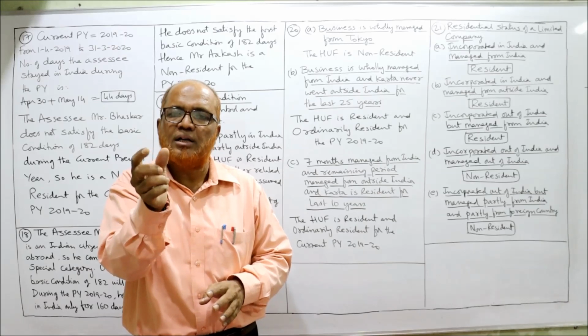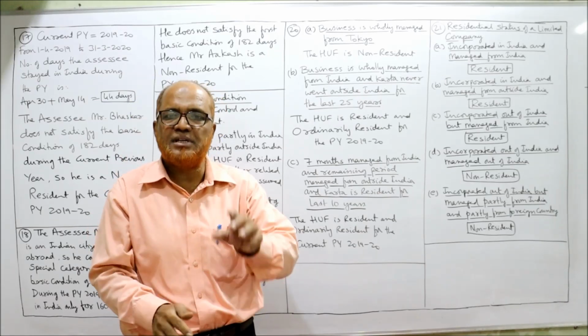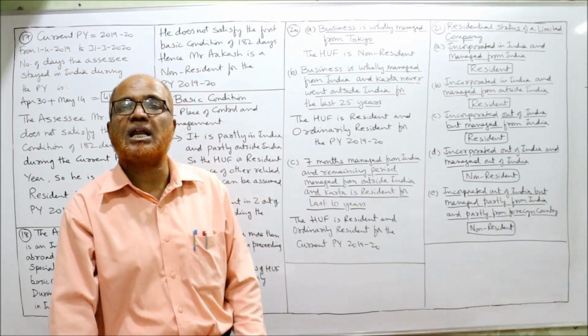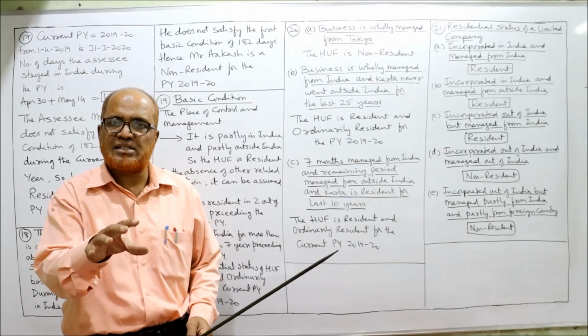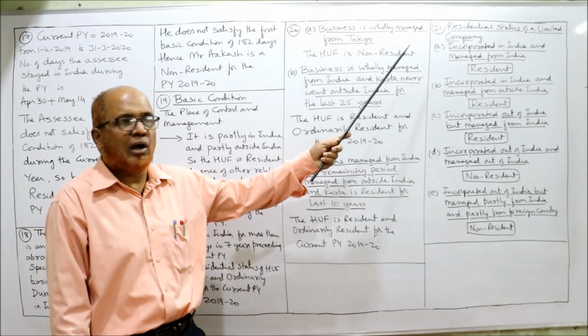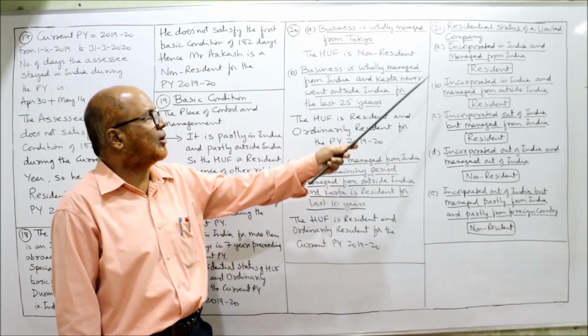It will be resident only when its control and management is completely in India. These are the provisions for determining the residential status of a joint stock company. Already I have explained, again I have explained now. Now 5 points are given. In each point we have to decide whether it is a resident or non-resident.